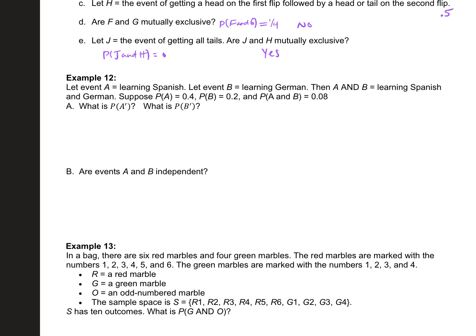Okay, let event A be learning Spanish. Event B is learning German. Probability of A and B is learning both, and then it gives you your probabilities. What is the probability of A complement? 0.6. What is the probability of B complement?